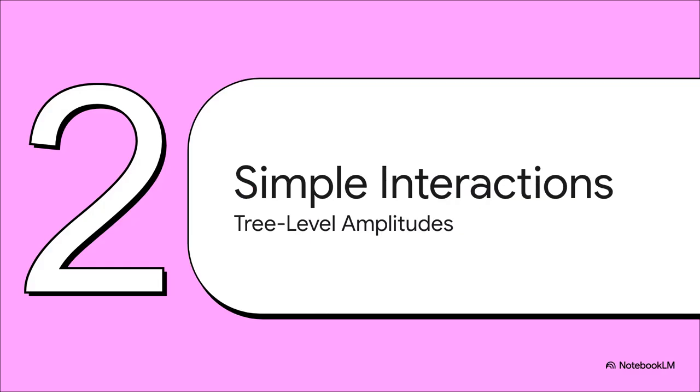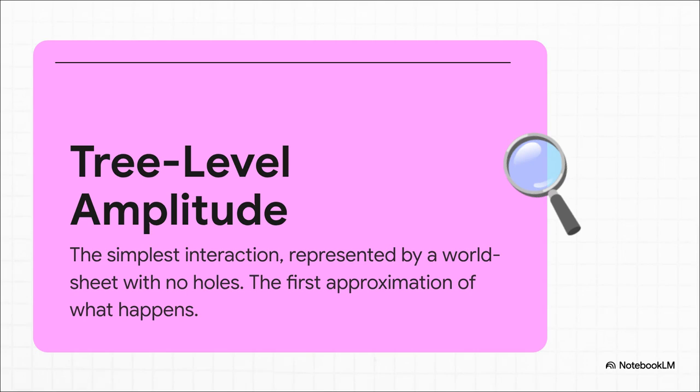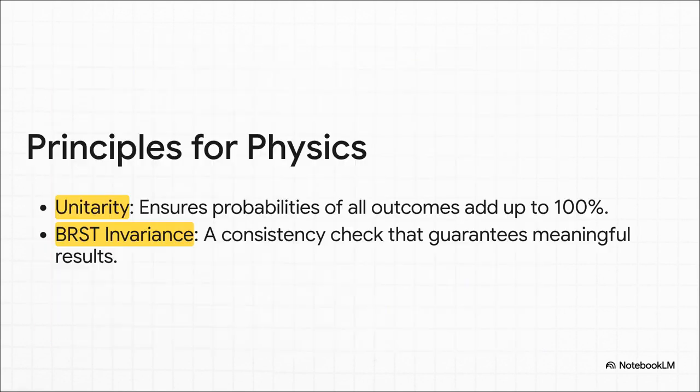All right, so let's start with the basics. The first, simplest, most straightforward kind of collision you can imagine. Physicists call this a tree-level amplitude. Think of this as the first draft approximation of reality. It's the simple, classical view of what happens when strings interact, before we add in all the quantum craziness. Visually, this interaction is represented by the simplest possible surface you can imagine. Basically, a sphere.